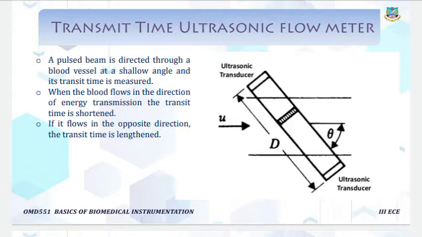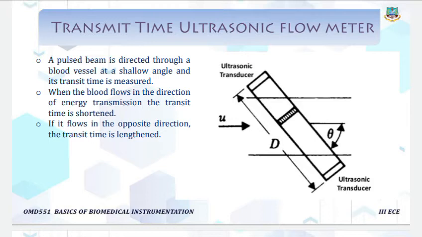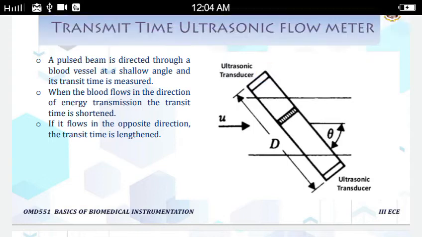Okay, here in this transit time ultrasonic blood flow meter, this is the figure. This is the ultrasonic transducer. Here there are two ultrasonic transducers. This one will transmit an ultrasound and this will receive that ultrasound. After receiving that, it will again transmit, then receive, then again it's sent back to this ultrasonic transducer.